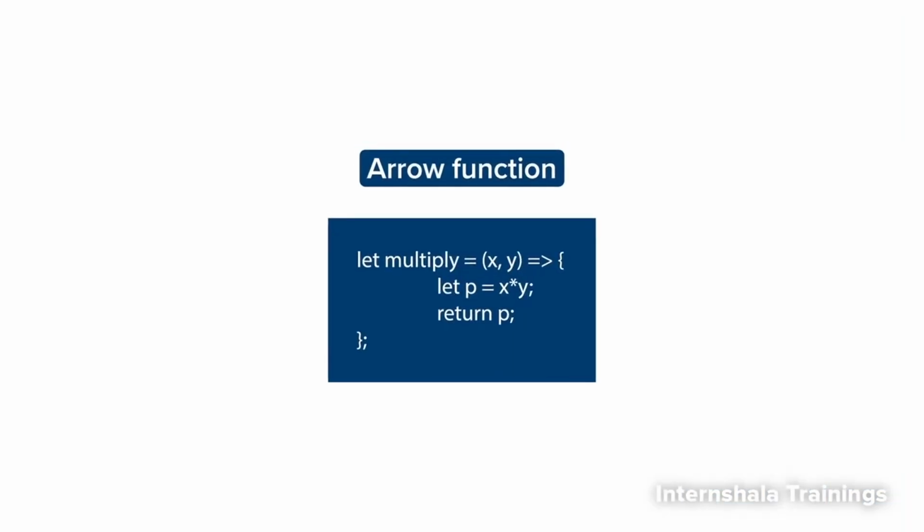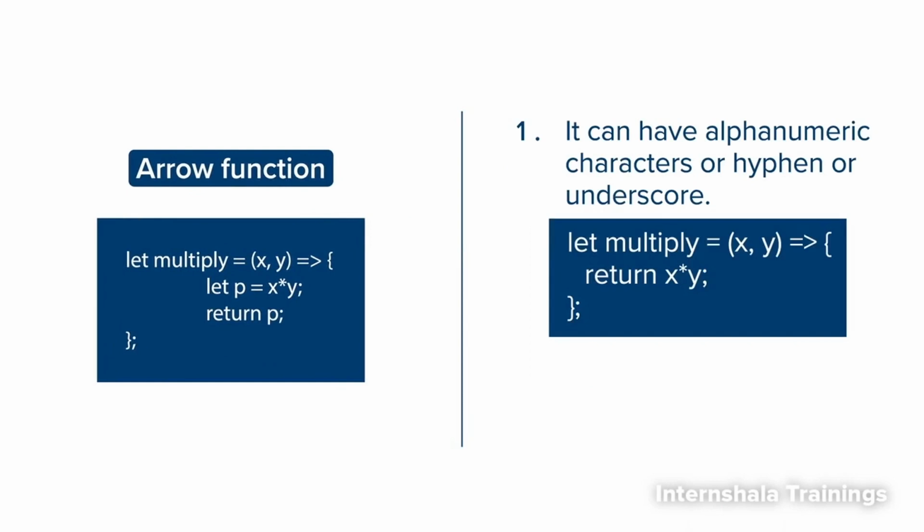Now this syntax where we have defined the function using an arrow function can further be shortened. It depends on two conditions. First, if the function has only one line of code that only returns the value, and second, if the function has only one argument.